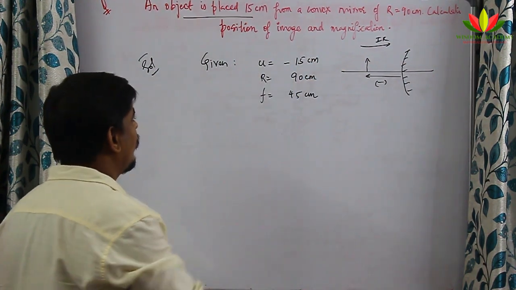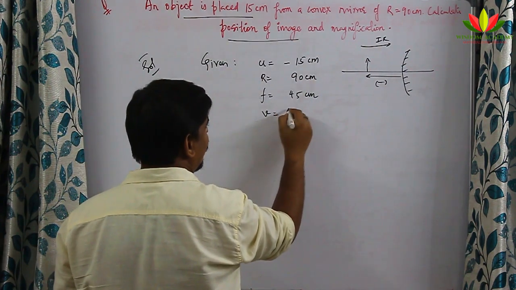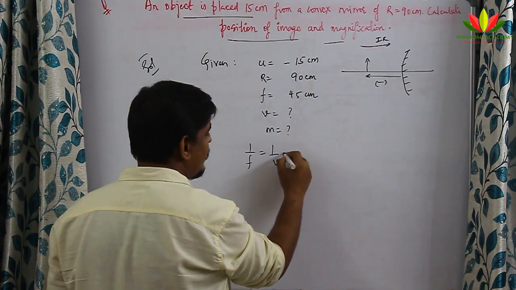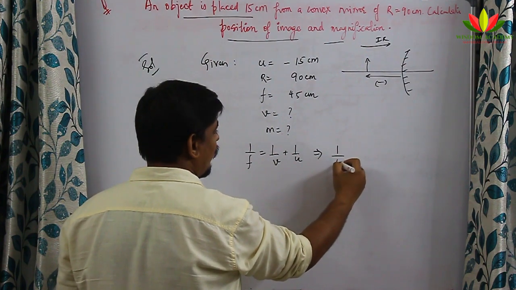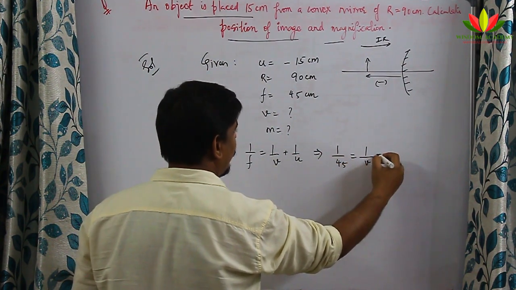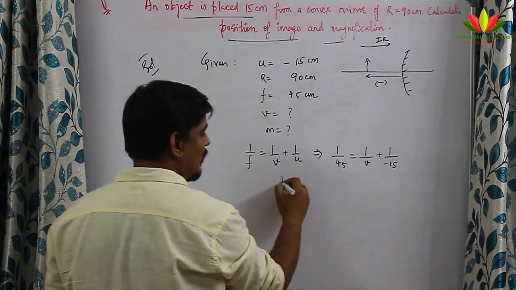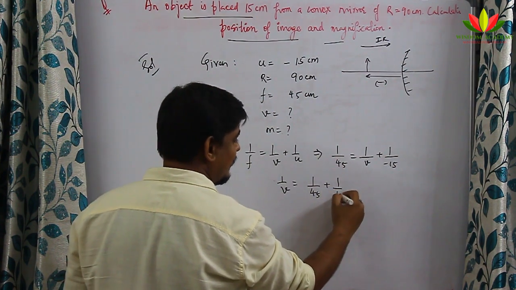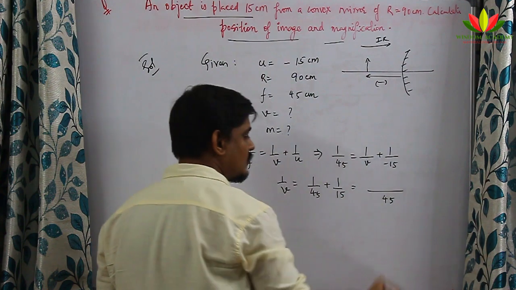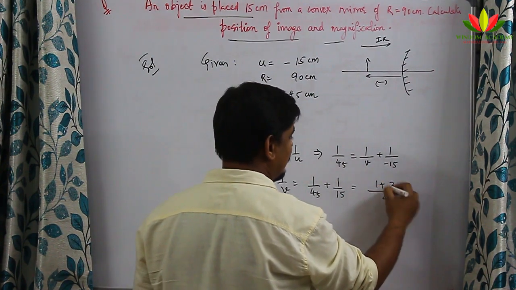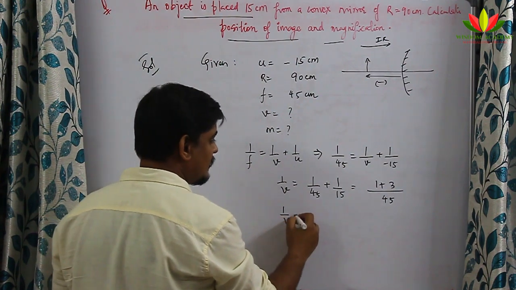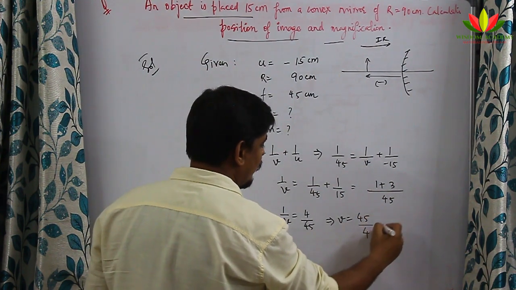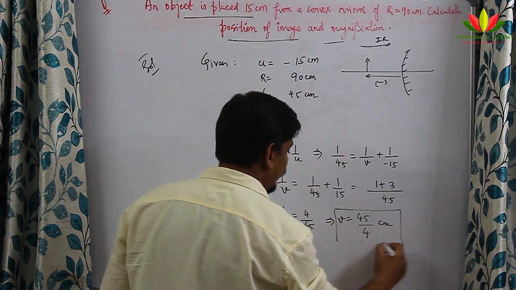They have asked you to find the position of image, that is V, and magnification M. So we know that 1 by F is equal to 1 by V plus 1 by U. So 1 by 45 is equal to 1 by V, which we want to find, plus 1 by minus 15. So what will be 1 by V? 1 by V will be equal to 1 by 45, this goes here, becomes positive, plus 1 by 15. Take the LCM as 45. What will you get? You will get 1 plus 3. So I get 1 by V is equal to 4 by 45. So V will be equal to 45 by 4 centimeter. This is the answer for V.